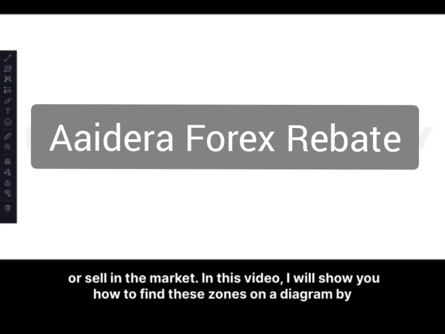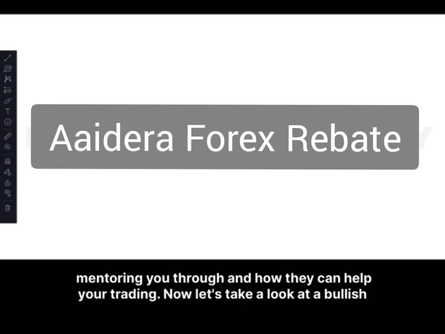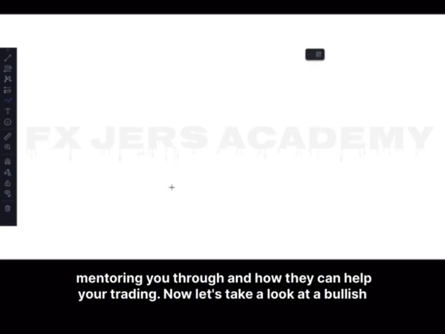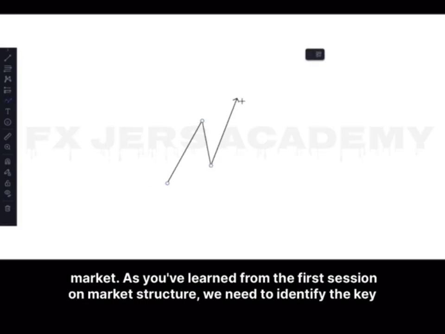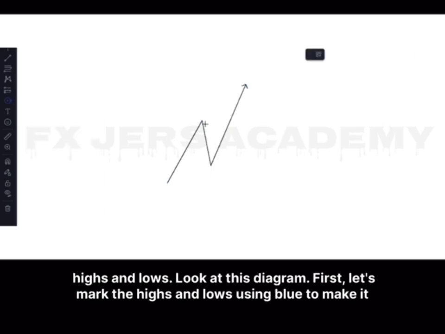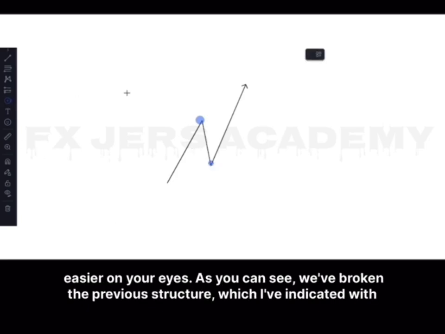In this video, I will show you how to find these zones on a diagram and how they can help your trading. Now, let's take a look at a bullish market. As you've learned from the first session on market structure, we need to identify the key highs and lows. Look at this diagram. First, let's mark the highs and lows using blue to make it easier on your eyes.